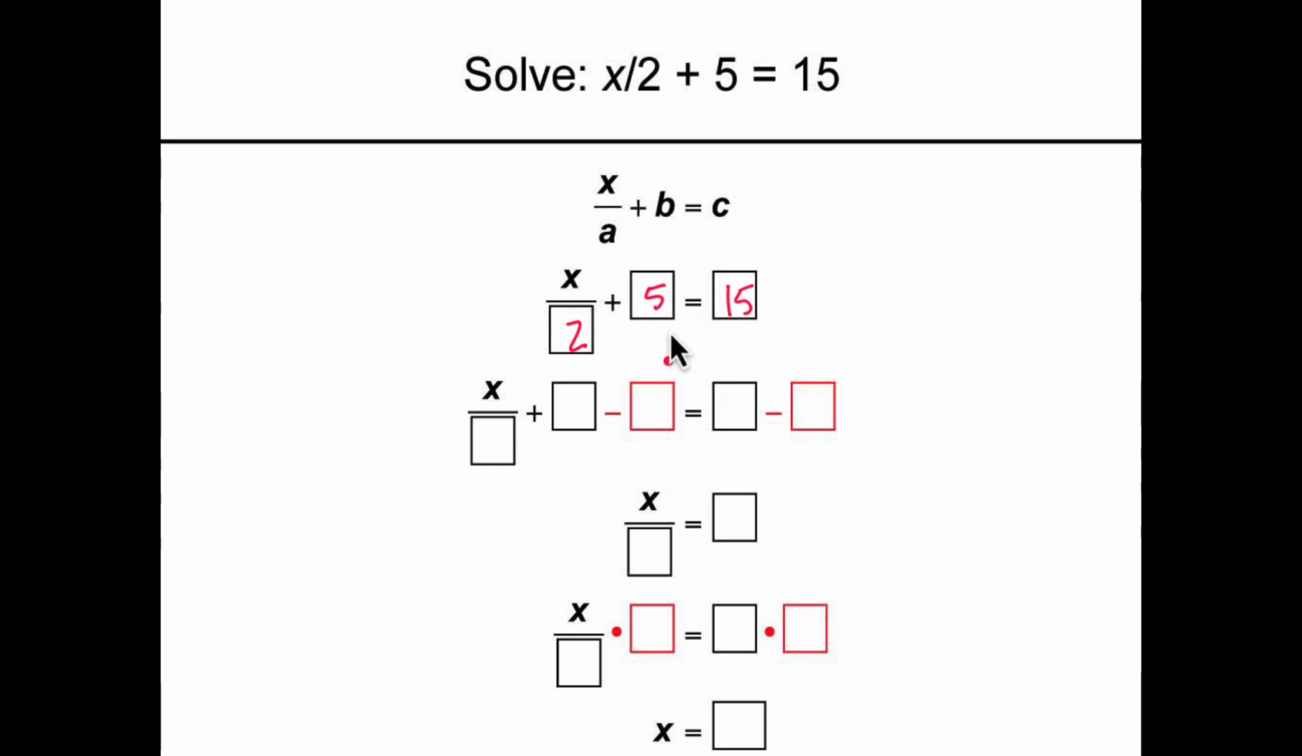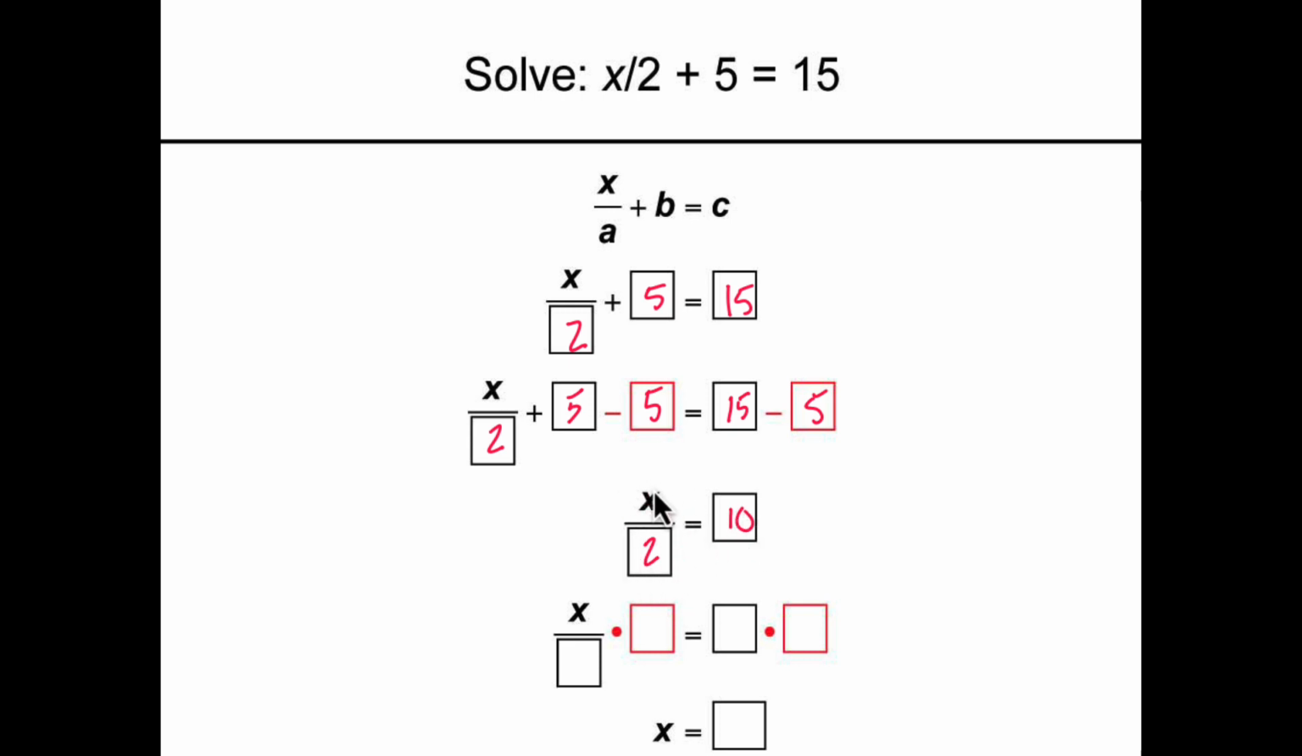We want to get rid of this term, so we subtract 5 from both sides. So we get x divided by 2 plus 5 minus 5 equals 15 minus 5. So you can see we subtract 5 from both sides of the equation. Simplifying, we get x divided by 2 equals 15 minus 5, or 10.